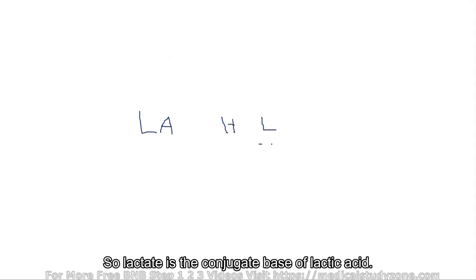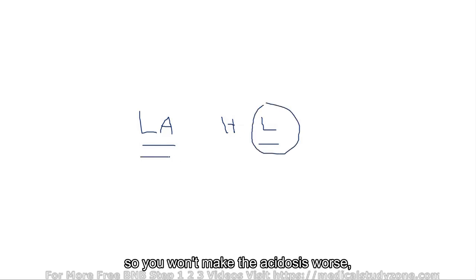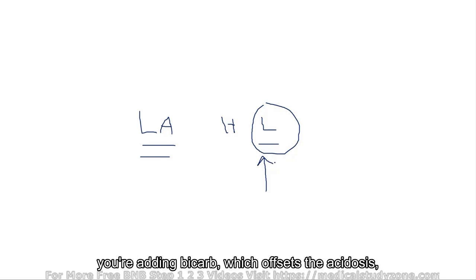And in case you're wondering, lactic acid dissociates into a proton and also lactate. So lactate is the conjugate base of lactic acid. So when you infuse lactated ringers, you're infusing lactate, not lactic acid, so you won't make the acidosis worse. And because the lactate can be metabolized into bicarb, you're adding bicarb, which offsets the acidosis.